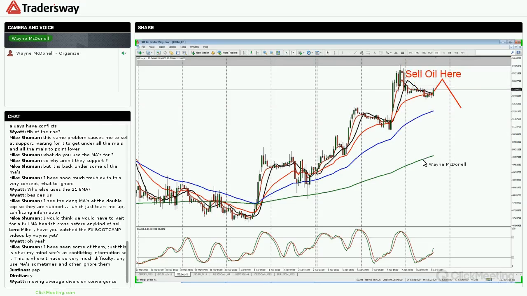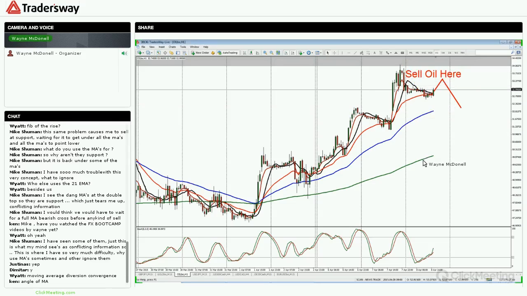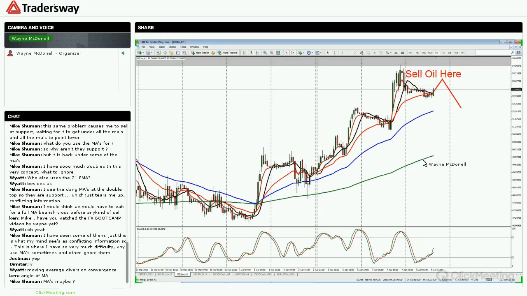The market might be bullish, but how bullish? Is it becoming more bullish? Is it becoming less bullish? Angle of the moving averages. Yeah, but there's a tool I could use that might make it easier.